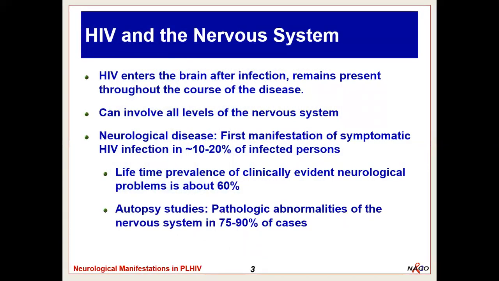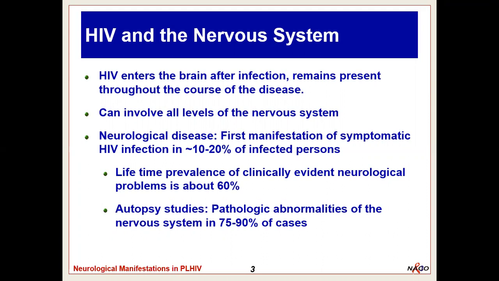Starting with involvement of the nervous system, we know that HIV invades fairly early during the course of infection, and it progresses with the advancement of the infection in the host. It has the capacity to affect almost all parts of the neural axis. A lot of studies have shown that neurological involvement is the first of the manifestations of HIV in around 10 to 20% of infected persons.